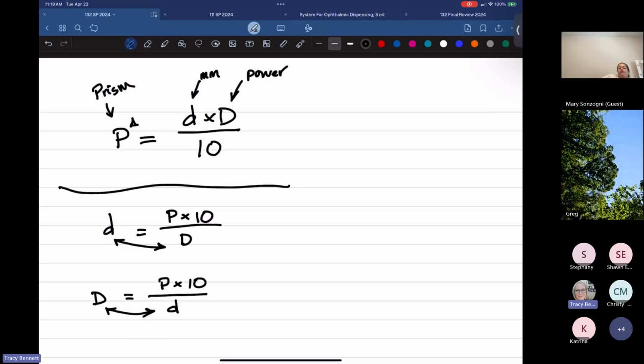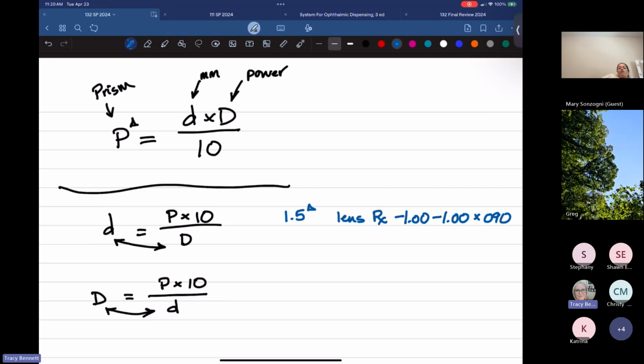Yep. Well, yeah, it is always going to be P times 10 at the top, and then it'll always be divided by whatever you have that will give you what you want. Same thing here. P times 10 divided by little d will give me the dioptric power. And an example of this would be, I have a prism amount of 1.5 diopters of prism, and I have a lens power of, let's say, an RX of minus 1 at axis 90.